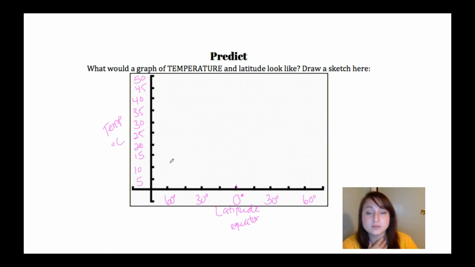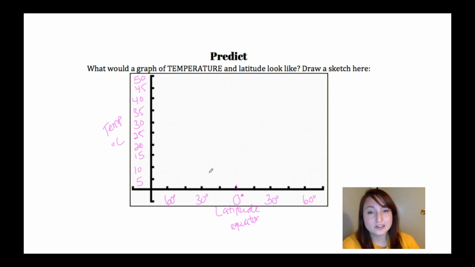At this time, please predict what the temperature versus latitude relationship would be. When we're graphing anything, that is a relationship that we're looking at. So I'm going to give you time to do that. You may pause me and then come back to me when you're ready.